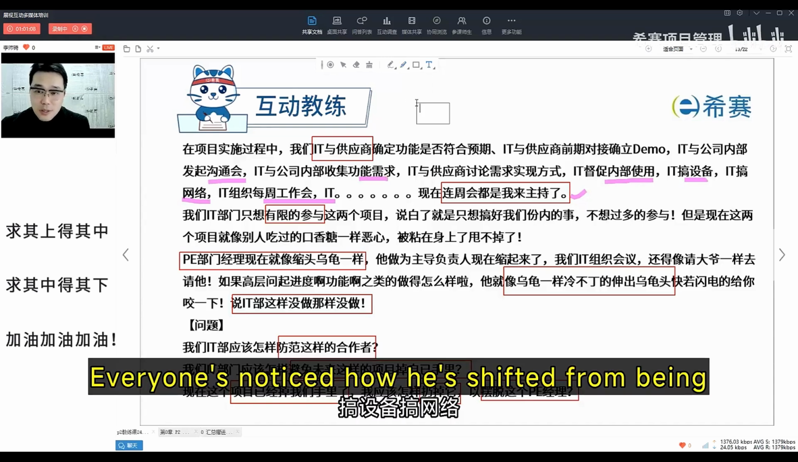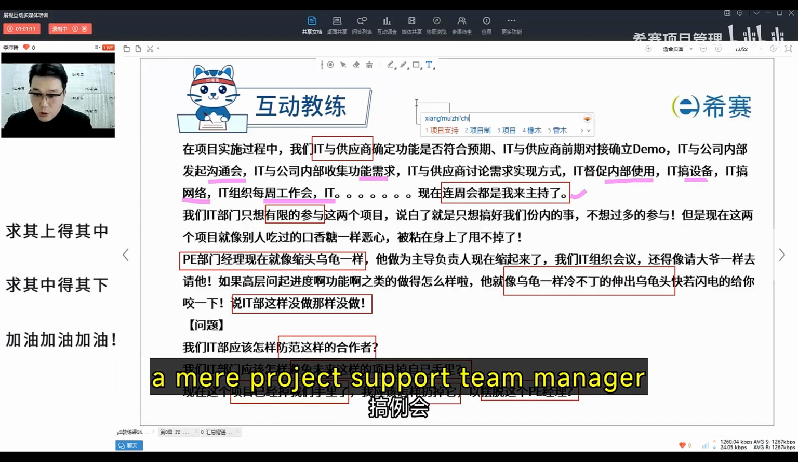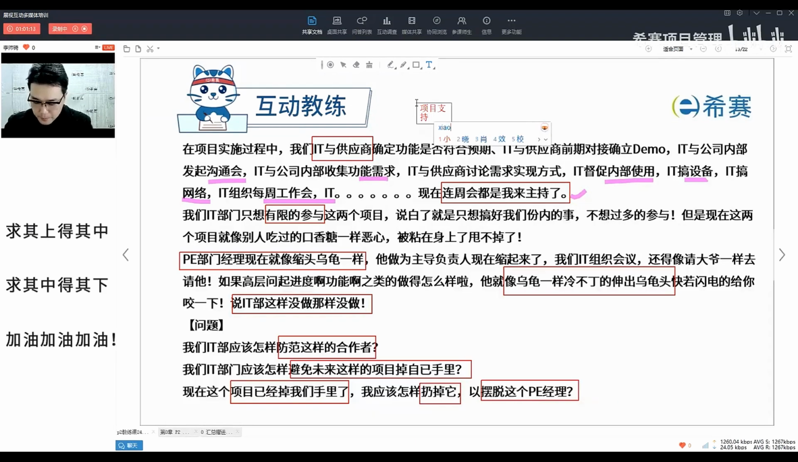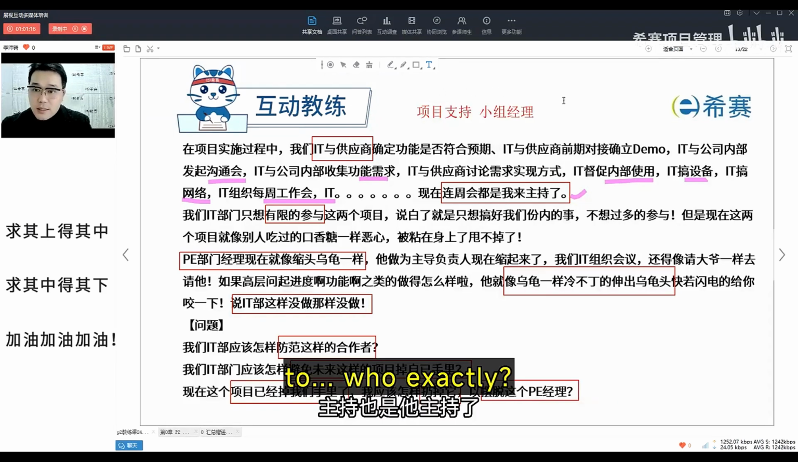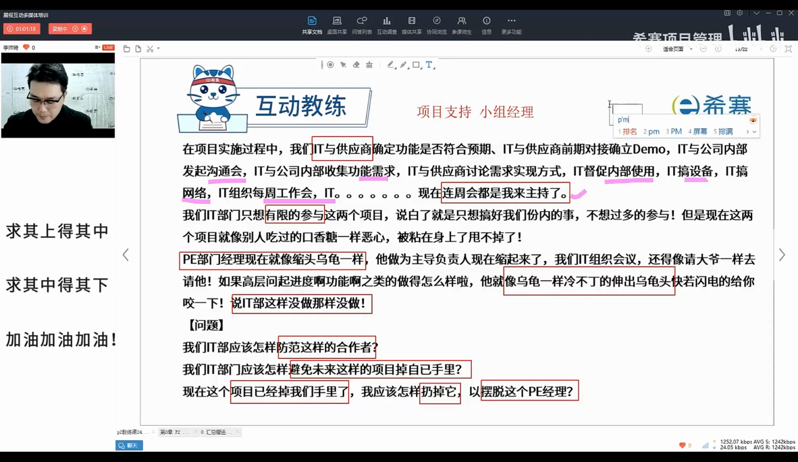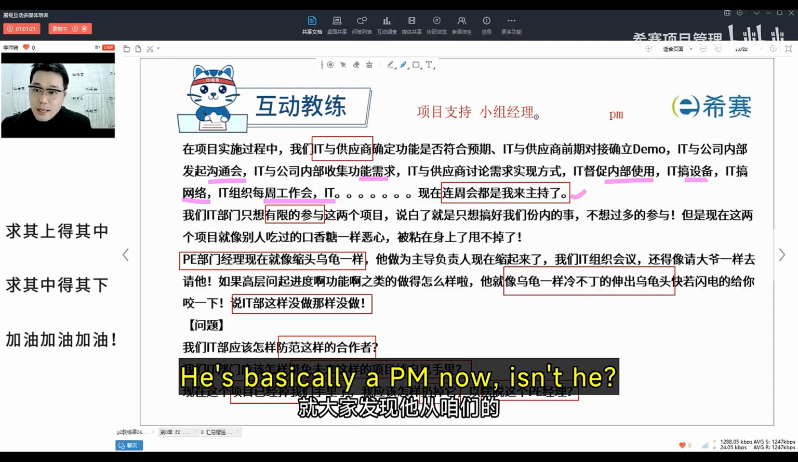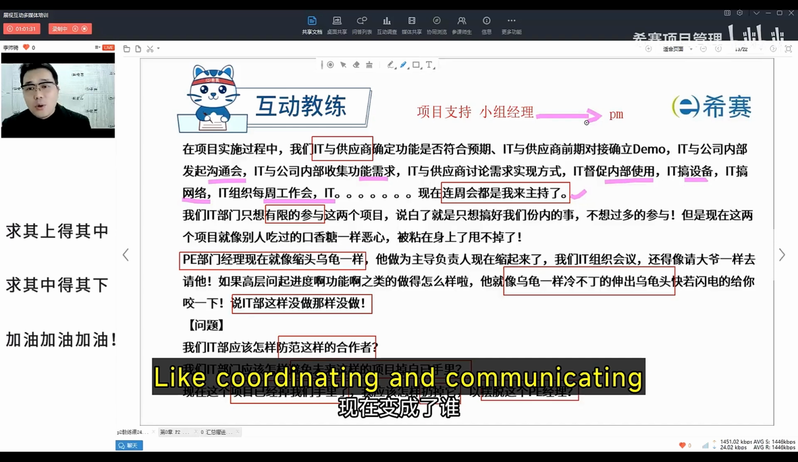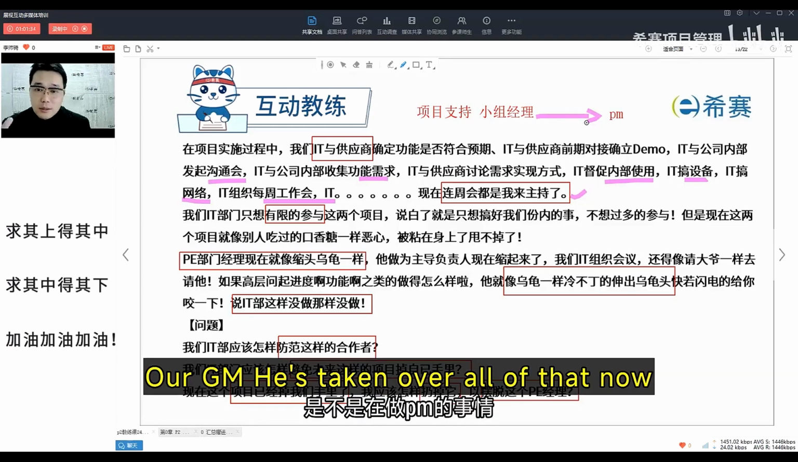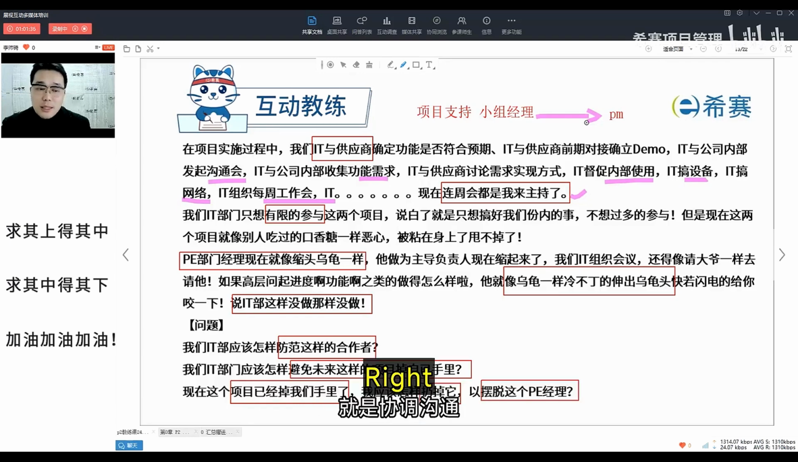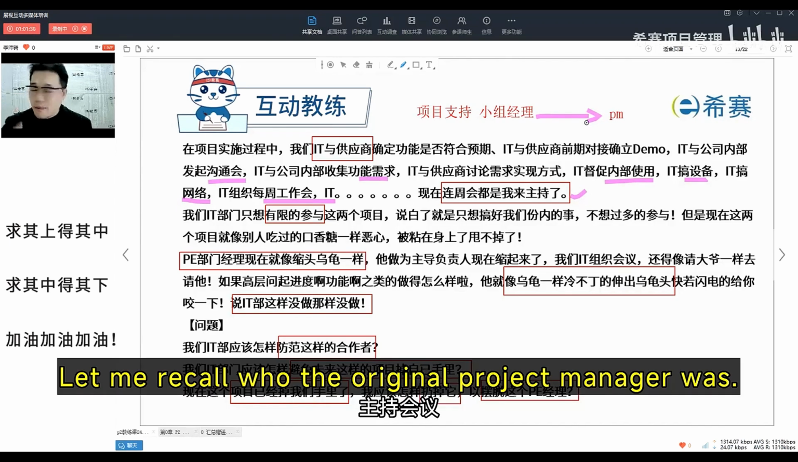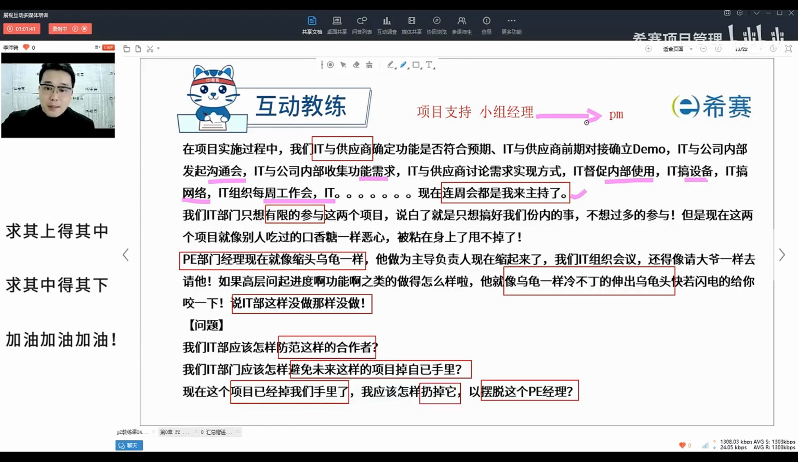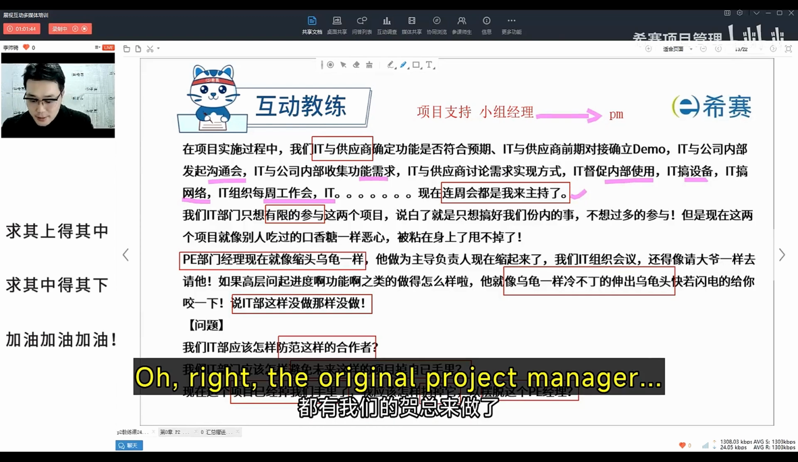Everyone's noticed how he's shifted from being a mere project support team manager to who exactly? He's basically a PM now, isn't he? He's doing all the PM stuff, right? Like coordinating and communicating, running meetings. Our GM, he's taken over all of that now. Right. Let me recall who the original project manager was. Oh, right, the original project manager.